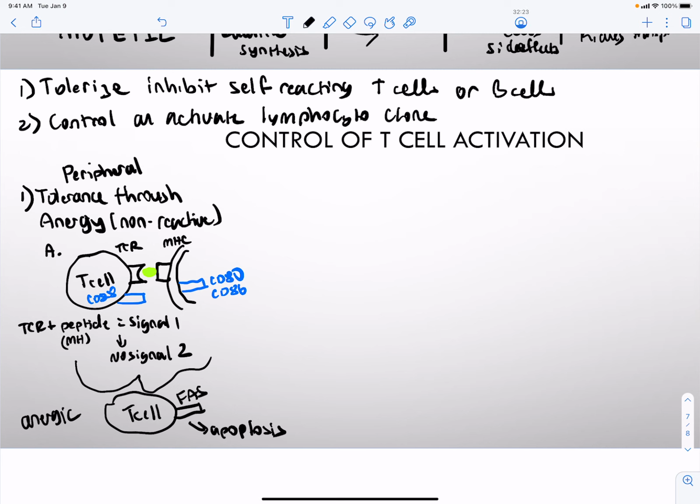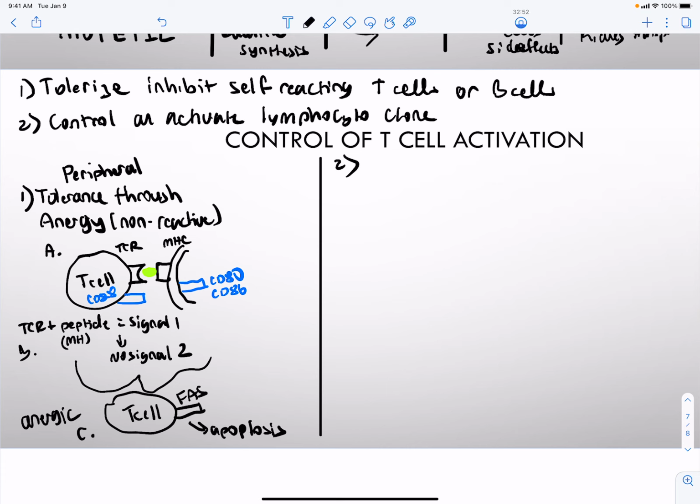We also have central tolerance, but that doesn't happen, of course, in all of our tissues. Peripheral tolerance can happen in every tissue. Central tolerance only happens in the bone marrow for B cells or in the thymus for T cells. Okay, so let's talk about the second set of control, which is after activation.